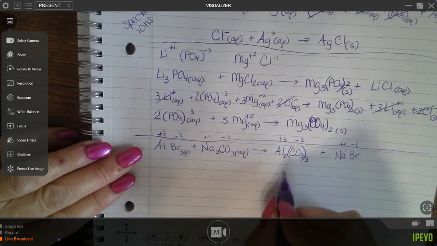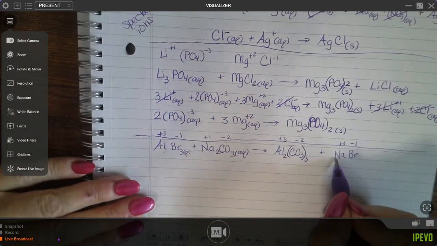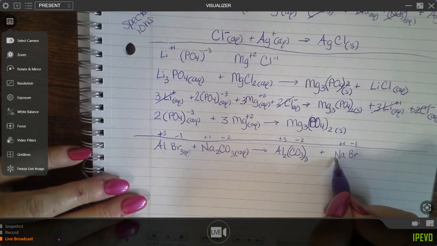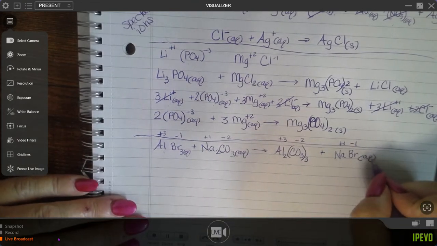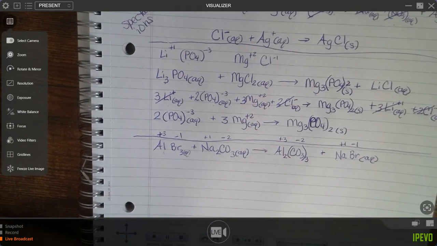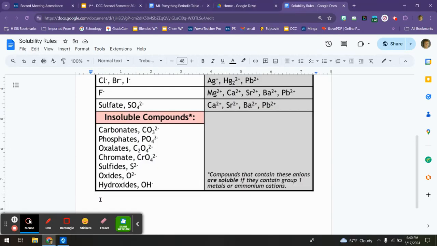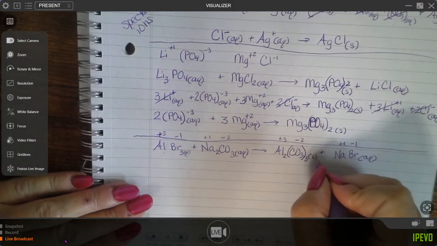Let's see. So we need to look at our solubility rules. Here we go. Sodium, we know. Hopefully, even just after doing 3 of these, you remember anything that's in group 1 is always soluble in water, which probably means that aluminum carbonate is not soluble in water, but let's check it out. So carbonates, sure enough, carbonates are always insoluble, which means that this is going to be our solid.